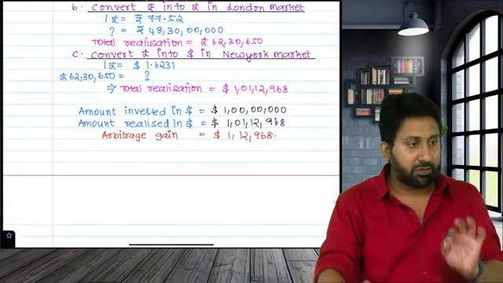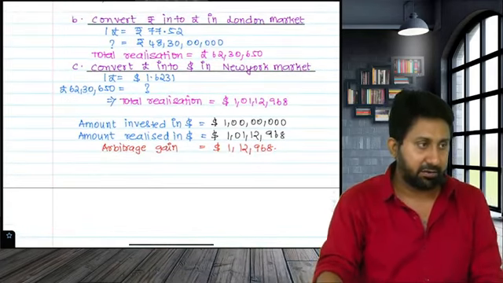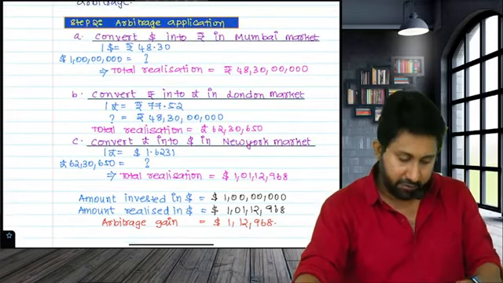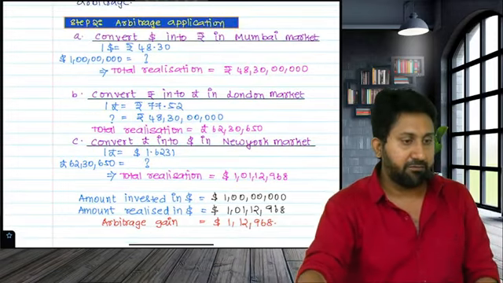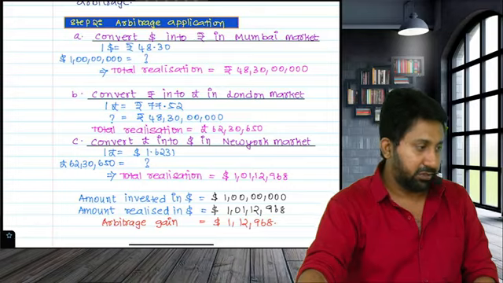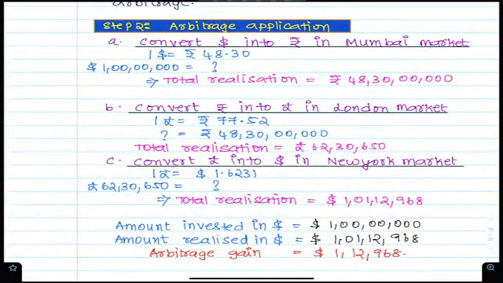So hope everyone understood the logic of this arbitrage gain concept, right? If you didn't write, I will wait for 1.5 minutes. Please copy down the notes.